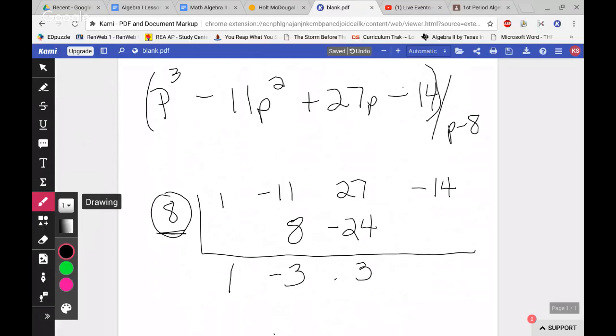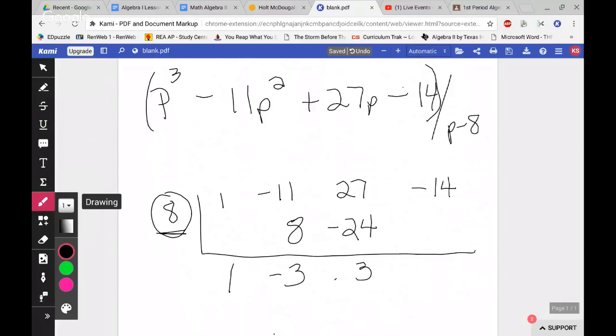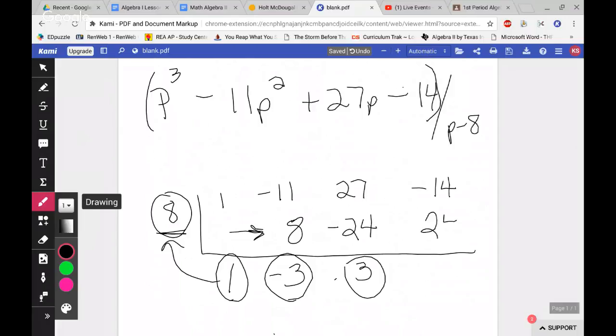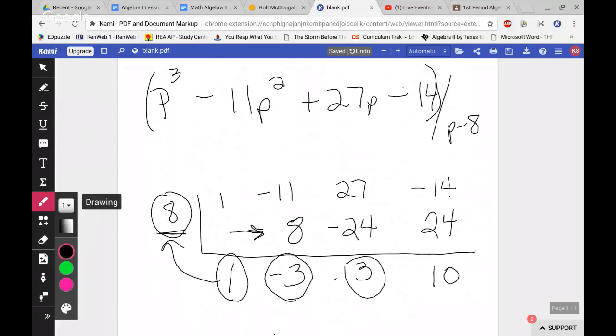Good job. And then would you multiply the 3 times the 8? Yes, you always multiply. You always take this number down here and multiply it by this to fill in this area here. So that'd be another 24, which is a positive 24. You'd add that to the negative 14, which would equal 10. Perfect.